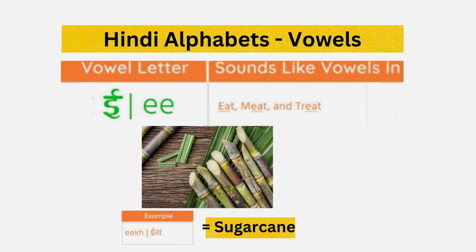The fourth vowel in the Hindi alphabet is Ee. It is similar to how you pronounce vowels in words like eat, meat, and treat. The vowel sound in all the examples is stressed. In writing, we put a curve on top of the letter I to represent Ee. The Hindi word eekh, which means sugarcane, starts with the letter Ee.